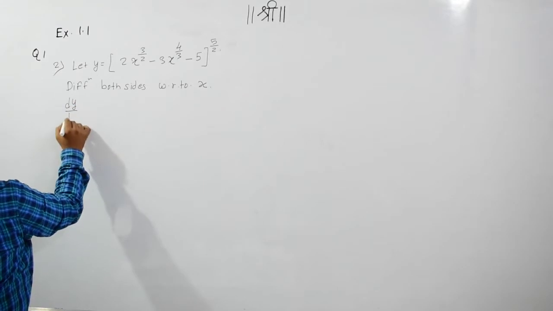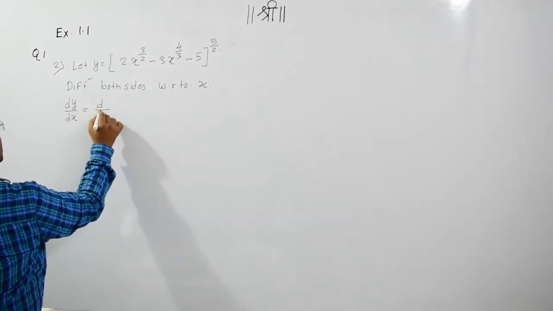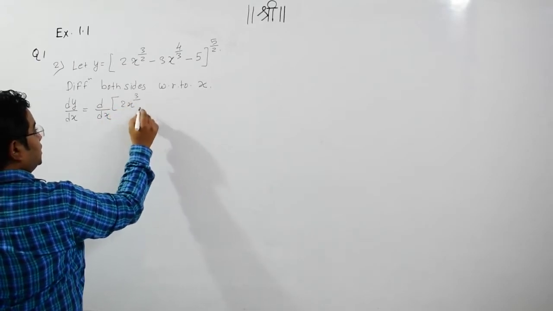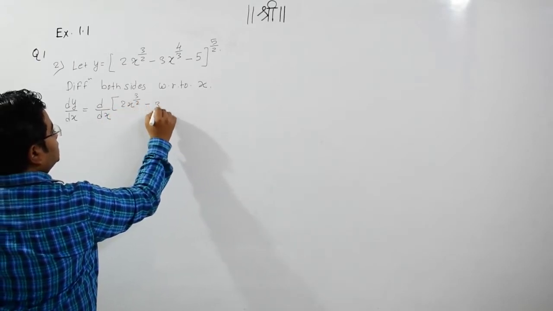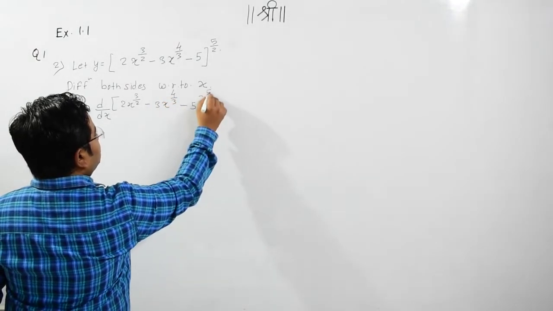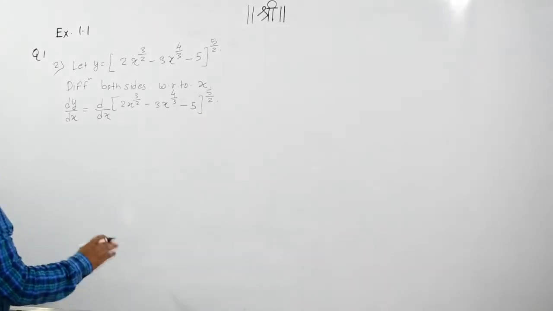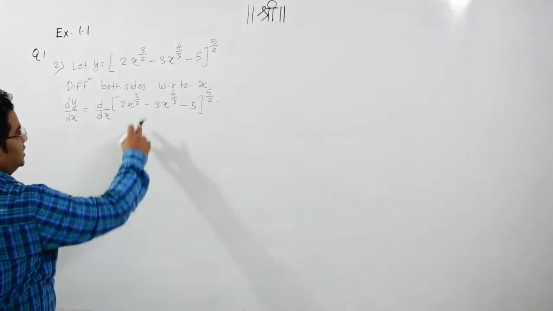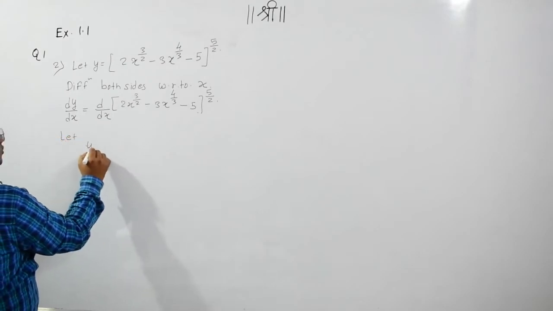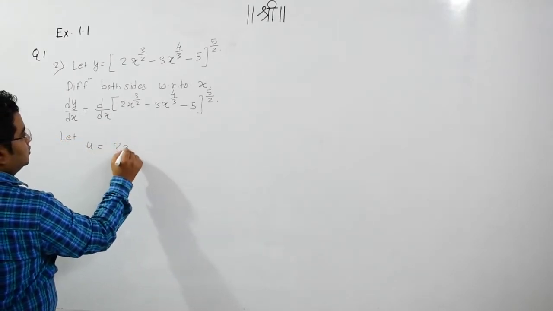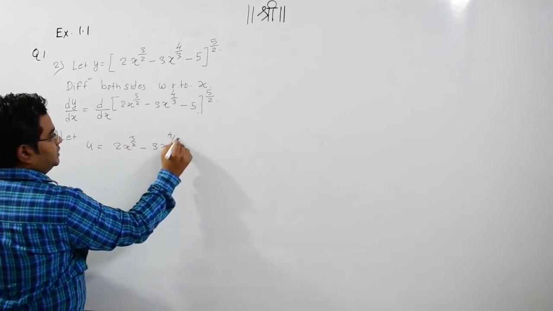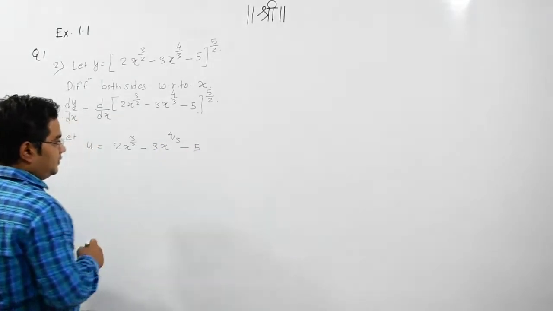dy upon dx is equal to d upon dx of (2x raised to 3/2 minus 3x raised to 4/3 minus 5) raised to 5/2. Okay, so it is quite difficult to understand how exactly these terms are changing. Now let u be equal to 2x raised to 3/2 minus 3x raised to 4/3 minus 5.